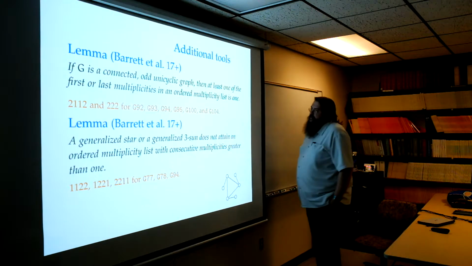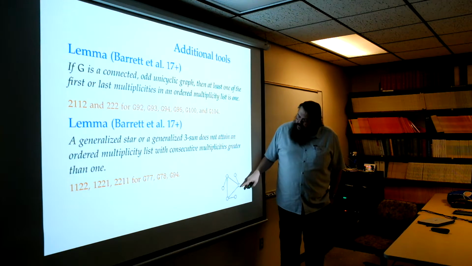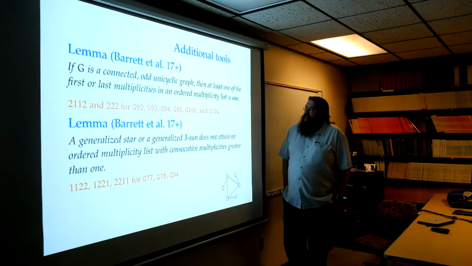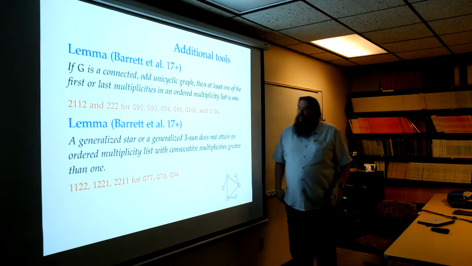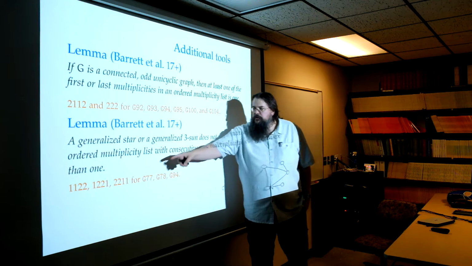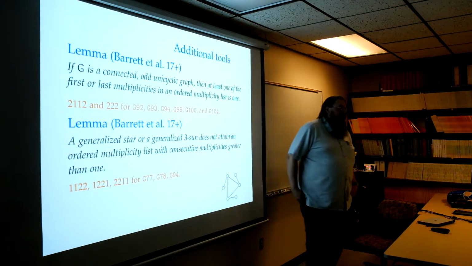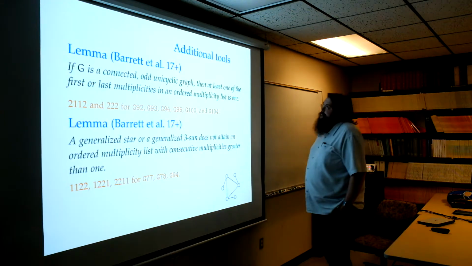If you have a generalized star, or generalized theta-son, and a generalized theta-son is where you take a triangle and you put paths on the end. So this is a generalized theta-son. And it cannot obtain a multiplicity list with consecutive multiple eigenvalues. So 1, 1, 2, 2, 1, 2, 2, 1, and so forth and so on. So that's ruled out for this as well. Okay, so those are some of the tools, and we'll give a few more things which aren't possible.